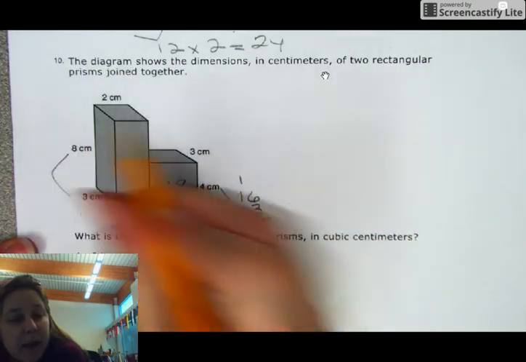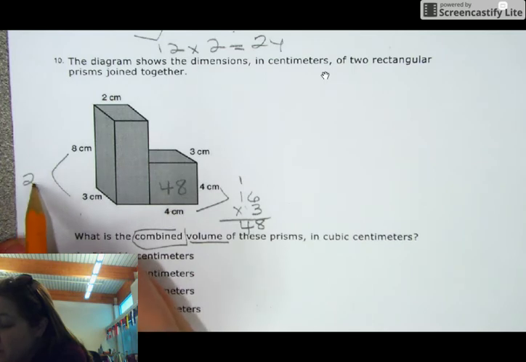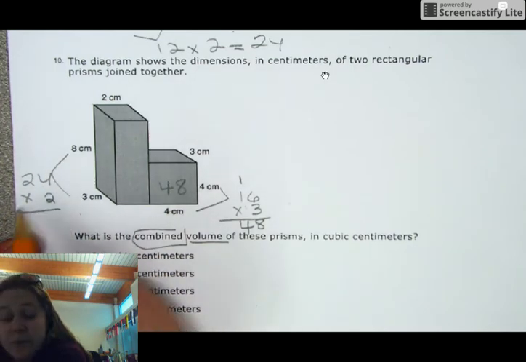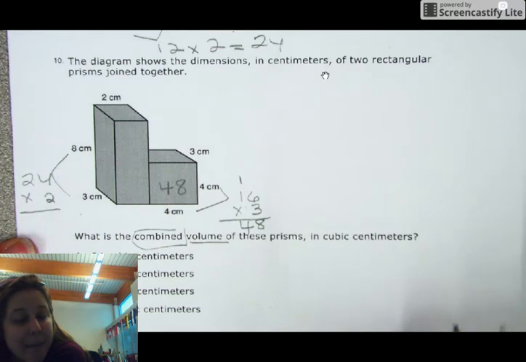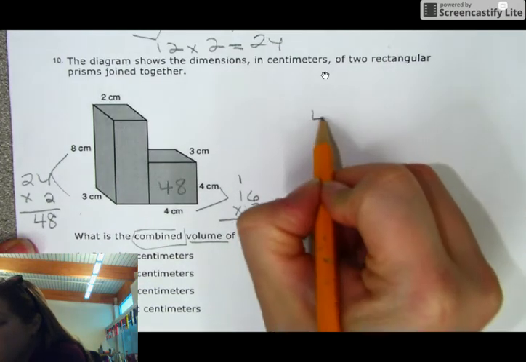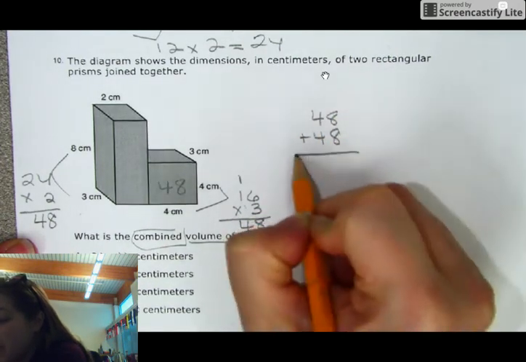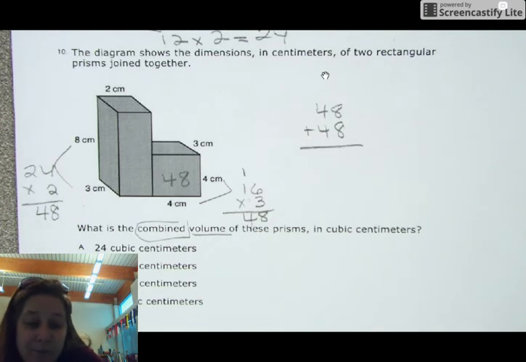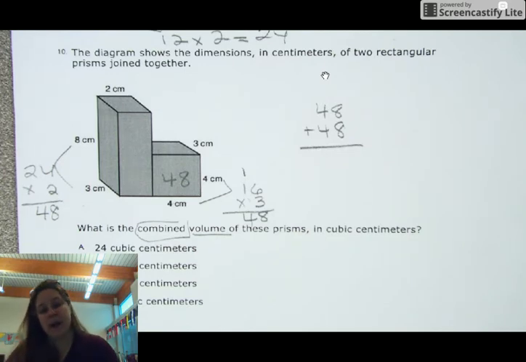8 times 3, 24, times it by 2. It gets me 48. Yep. 48 plus 48 is going to get you the correct answer. Please circle the correct answer. If you've done the math, you will get the correct answer. Take a moment to finish that problem up.